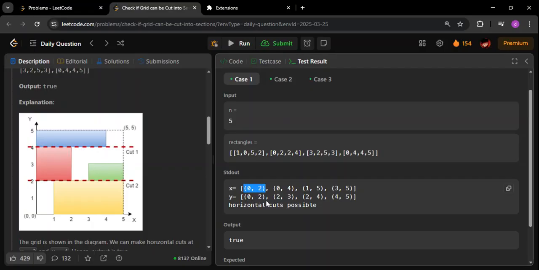Similarly, the y portion has been captured in the y array. If you try to interpret it, it's almost the same.